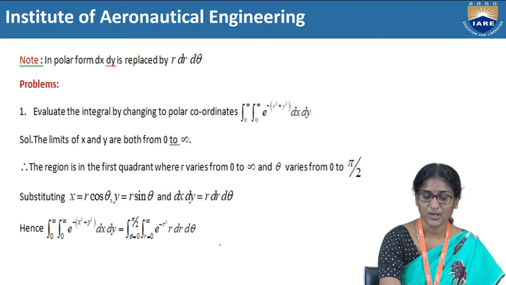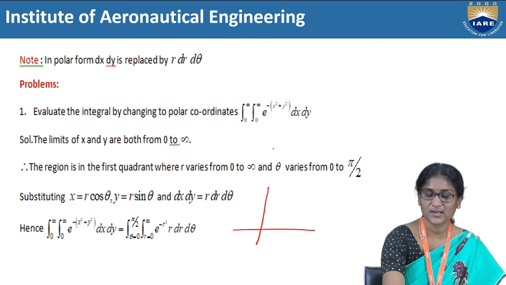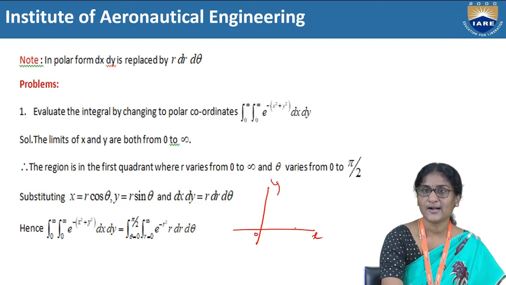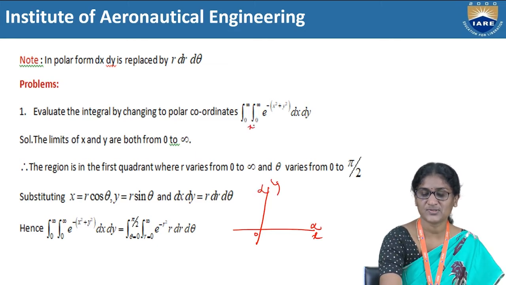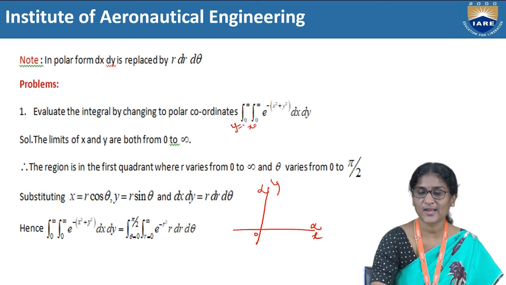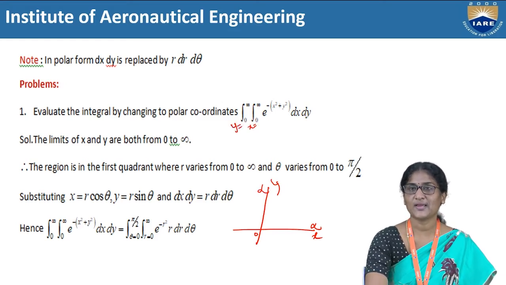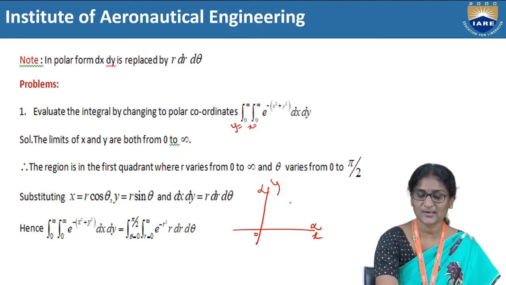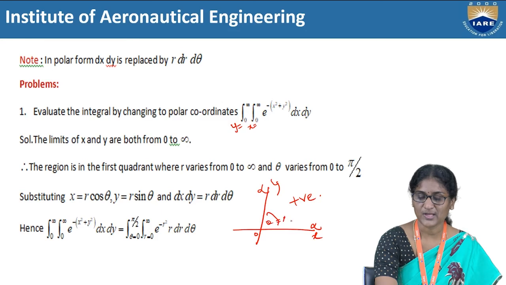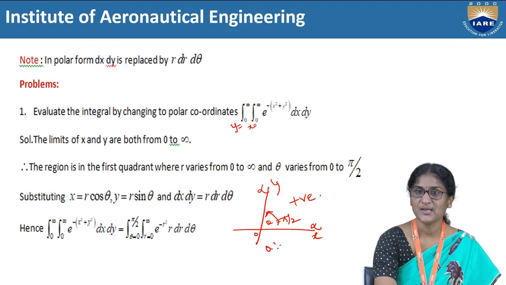How did I get these values? What are the limits given for x and y? The limits are given from 0 to infinity, and 0 to plus infinity. Whatever values are given, both are the same, so I can specify one with x, one with y, and both are in the positive quadrant. In the positive quadrant, the angle θ will be equal to π/2, that is 90 degrees. So θ raises from 0 to π/2. So I got it like this, right?